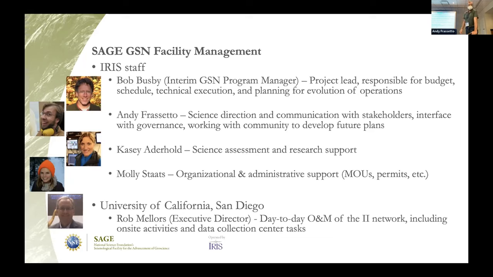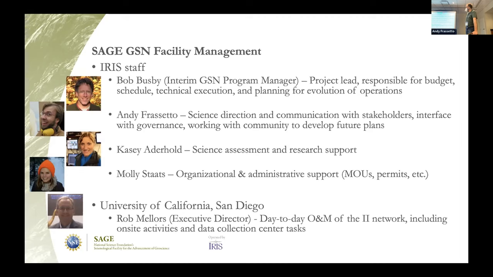Also on the line, helping run the webinar, is Casey Adderhold. Casey is a member of the instrumentation services team at IRIS. She's worked on several different projects over the last few years that you might recognize her from. She assists with the science assessment and research support, and she also has connections within the ocean sciences community, so she's trying to bring more perspectives and skills to the management of the GSN.